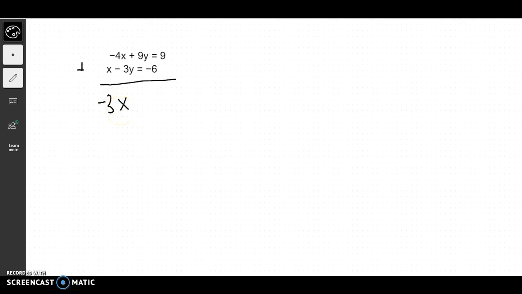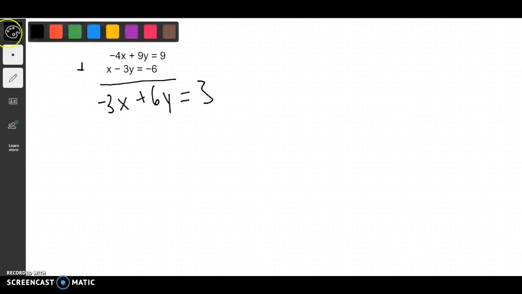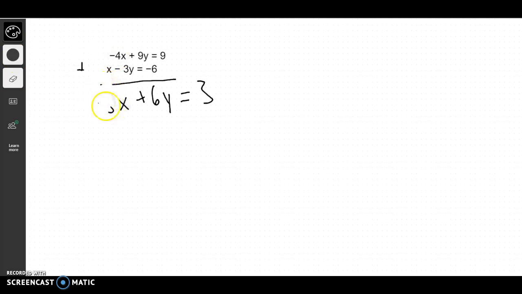9y plus negative 3y will give me 6y. And then 9 plus negative 6 will give me 3. As you can see, we can't do the same trick. I can't divide anything because I still have two variables, so nothing canceled. If nothing cancels, we have to do something else.